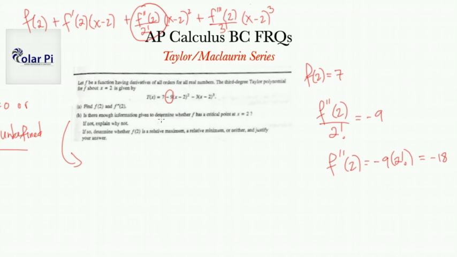Well, we can clearly see that in this T of x Taylor expansion, there is no x minus 2 term, which means that f prime of 2 had to have been 0 in order for it to drop, right? So the answer is yes, there is enough information because the x minus 2 term is missing. Okay, so cool. And it says, if so, determine whether f of 2 is a relative minimum.